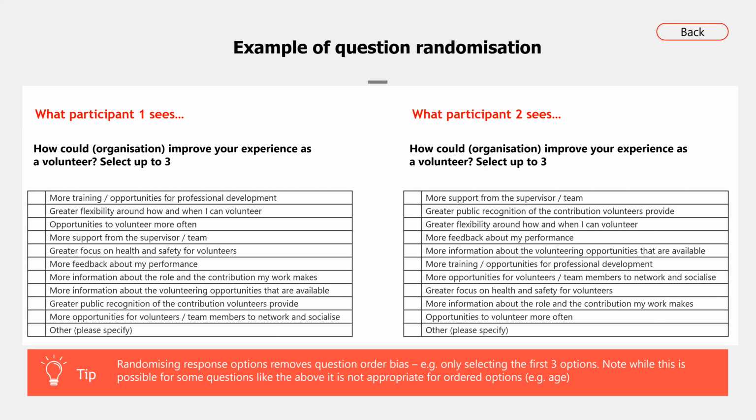Just one thing to point out here, it's always best to keep any other and don't know options fixed at the bottom of the list, and not to randomise these. And this is something that you can easily do in your survey software.